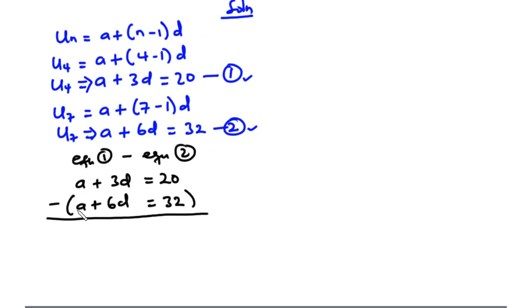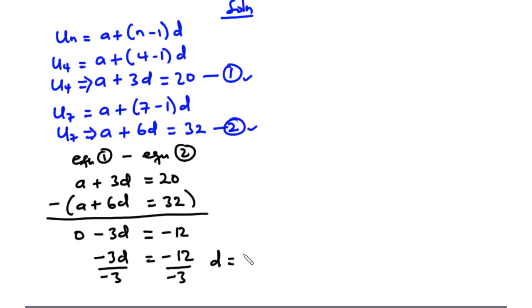Now a minus a is 0, and then 3d minus 6d is equal to negative 3d, and then 20 minus 32 is negative 12. So we have negative 3d equals negative 12. We divide through by negative 3, and then we have d equal to 4. So we have the common difference to be 4.